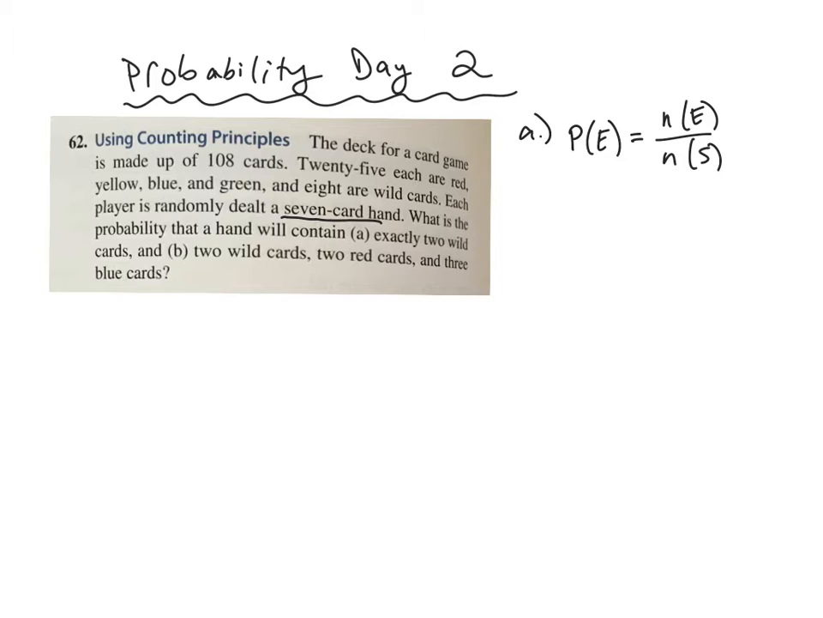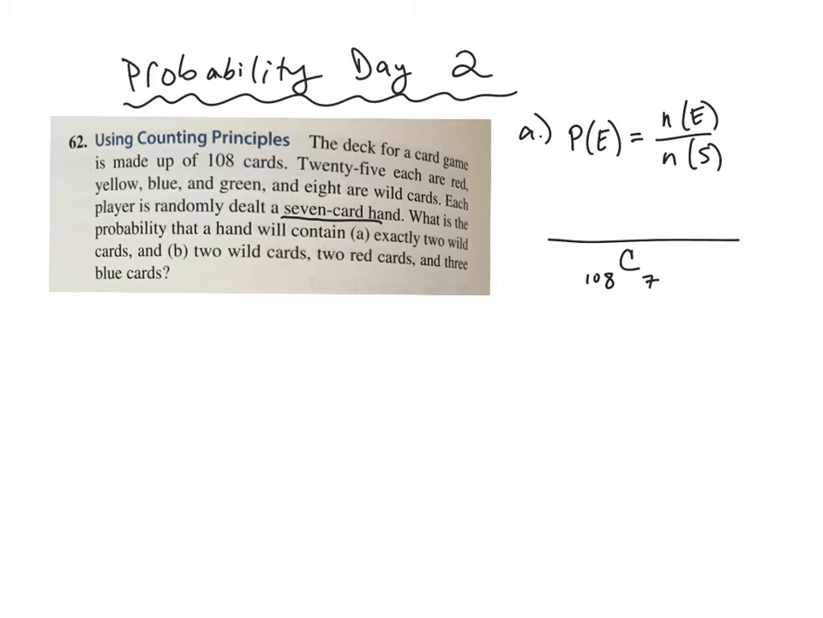The denominator, or the sample space in this case, is the number of ways to be dealt a hand of 7 cards. So the number of ways to be dealt a hand of 7 cards is some combination of the 108 cards in the deck were dealt 7. And then the numerator, we would need to think about the number of ways that this event can happen.